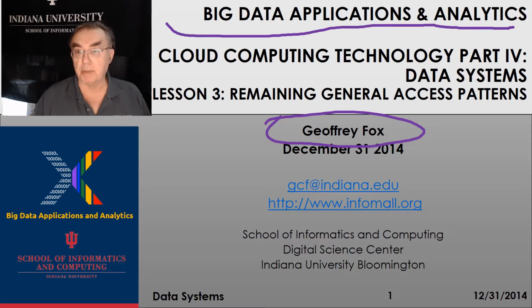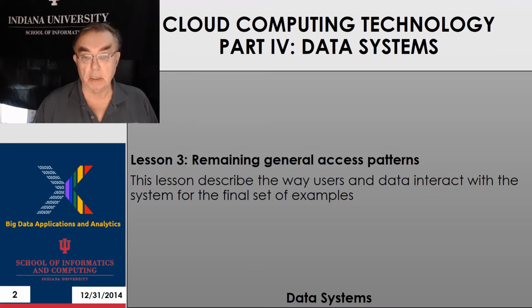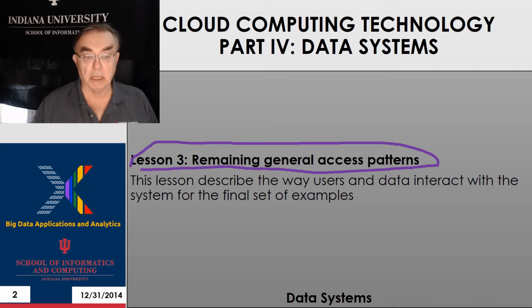We're doing big data applications and analytics. We're on the last unit of the cloud computing discussion, and this unit's devoted to data systems and data applications. And we're doing the final set of general access patterns coming from Bob Marcus. We covered the remaining ones in the previous two lessons. So this defines this particular lesson. And it describes, as the previous interaction patterns do, how users and data interact with the system to give some driving motivations for the system architecture.